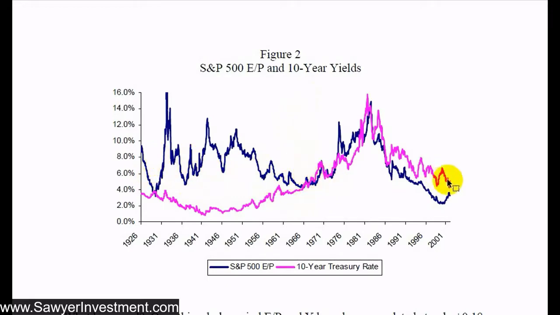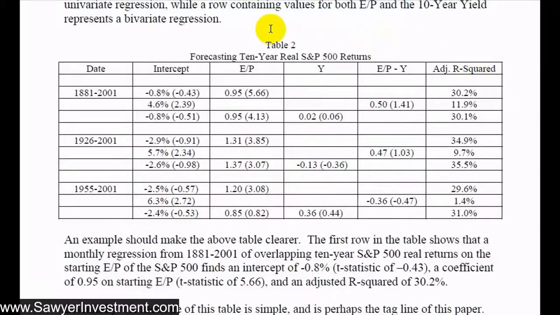So then next here at Table 2, the author runs a few regressions over different time periods. So let's go through how this regression was structured. First we have different time periods, so 1881 to 2001 data, 1926 to 2001, and 1955 to 2001. And this is based on rolling 10-year periods. In each of these regressions, the dependent variable is the real return on owning the stocks. And the independent variables can be either the earnings yield on the stocks, or the 10-year treasury yield, or the earnings yield on the stocks minus the 10-year treasury yield.